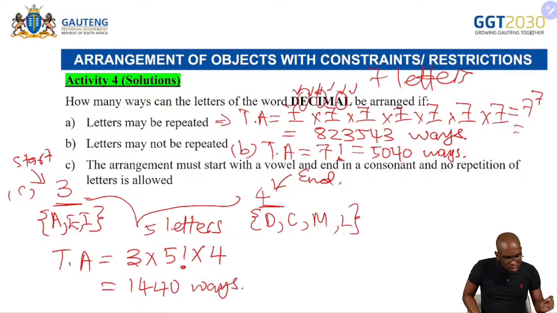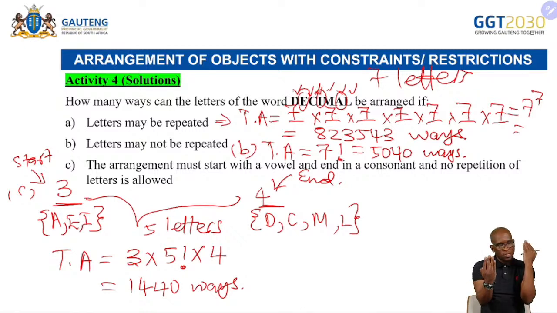That is for C. The arrangement must start with a vowel and end in a consonant, and no repetition of letters. What we did was we defined a subset for vowels and a subset for consonants at the beginning and the end respectively. We said we have 3 vowels, 3 options. We have 4 consonants, 4 options. The 5 remaining letters, we can arrange them in 5 factorial ways.